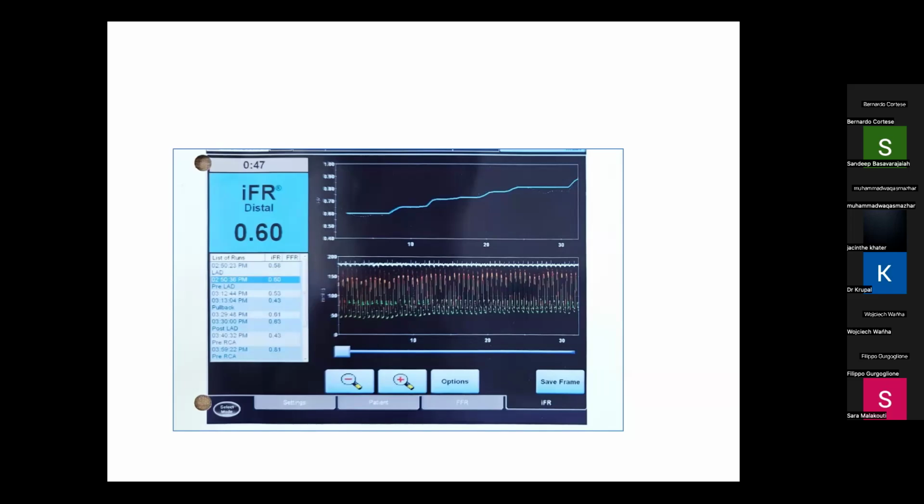Sorry to interrupt, one of the things you can do is pass the wire into the circumflex and do the pullback from the circumflex. Because the LAD has disease, and if the circumflex doesn't have disease, then all the drop in the pressure will be due to the left main. If I'm not very sure, I just pass it down the circumflex, do a quick pullback, and see whether you get your dots in the left main itself. So that's one other little thing you can do.